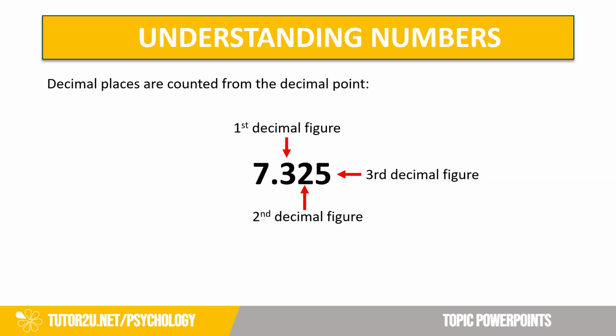Okay, so understanding numbers and decimal places, and they are counted from the decimal point. So as we can see with 7.325, we've got the first decimal figure after the point, which is 3, and the second one is 2, and the third one is 5.